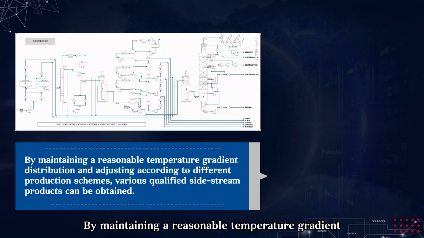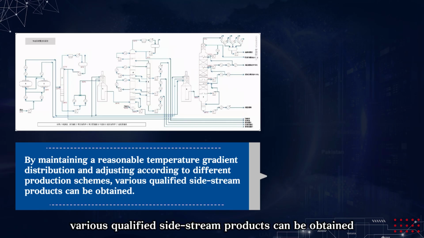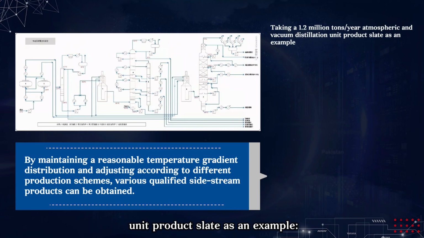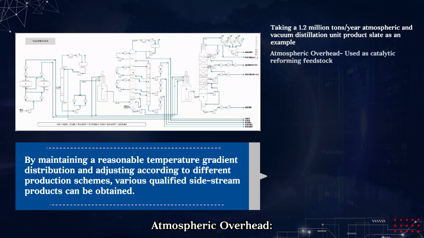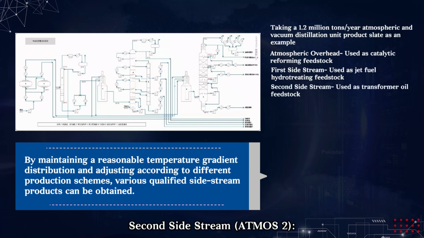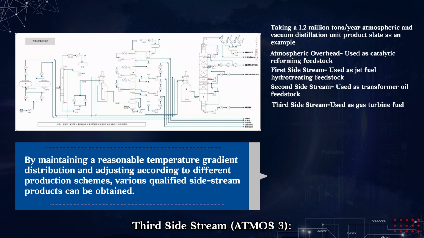By maintaining a reasonable temperature gradient distribution and adjusting according to different production schemes, various qualified side stream products can be obtained. Taking a 1.2 million tons per year atmospheric residue unit product slate as an example, atmospheric overhead used as catalytic reforming feedstock. First side stream, Atmos 1 used as jet fuel hydrotreating feedstock. Second side stream, Atmos 2 used as transformer oil feedstock. Third side stream, Atmos 3 used as gas turbine fuel.